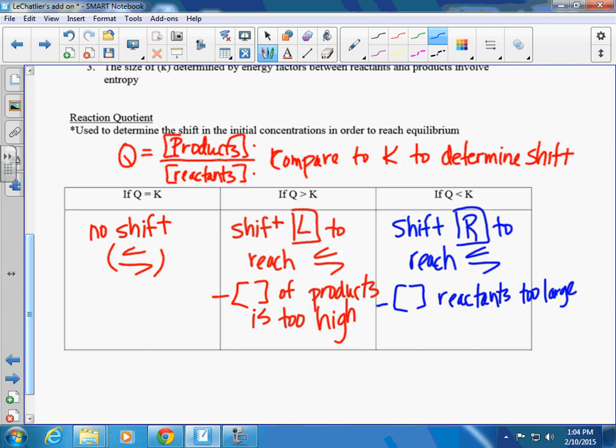Tomorrow we're going to start looking at how to solve these. You need to bring your math brains with you because we're going to be using quadratic formulas, square roots, and dropping things. So we need another little math lesson in here.